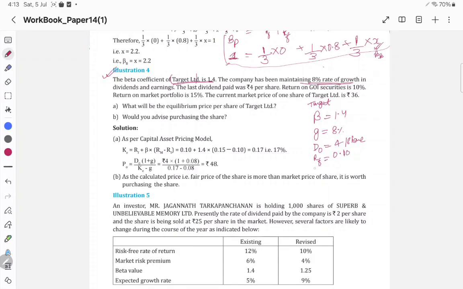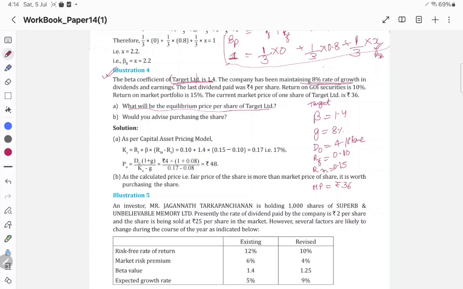Okay, and return on market portfolio is given as 15%. We can write it as 0.15. Okay, done. And the current market price of one share of Target Limited is 36. Basically, the market price per share is given, which is 36. So what you have to do is, the first part is, what will be the equilibrium price per share of the Target Limited? Basically, you have to calculate the price.